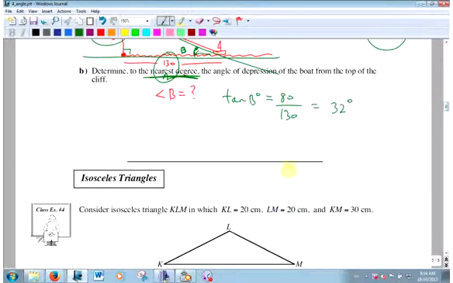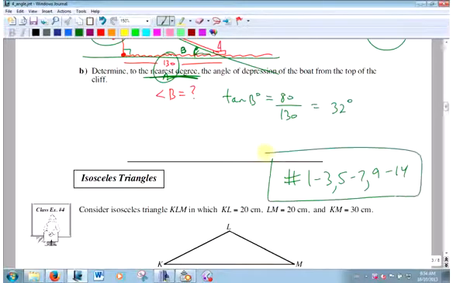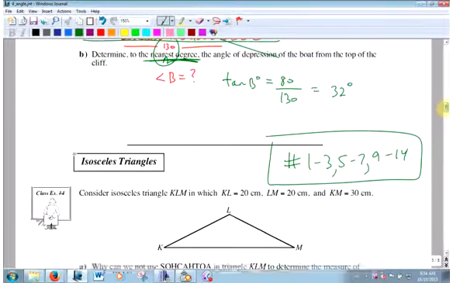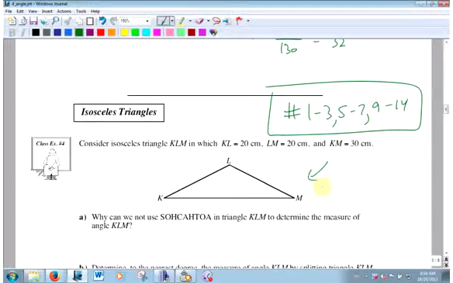Okay? 1 to 3, 5 to 7, 9 to 14. This one I would do if we weren't having a quiz, so I think I'll try to remember that. Remind me to do this on Monday, okay? But we should be fine without it.